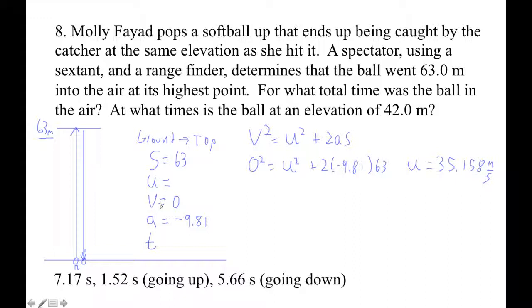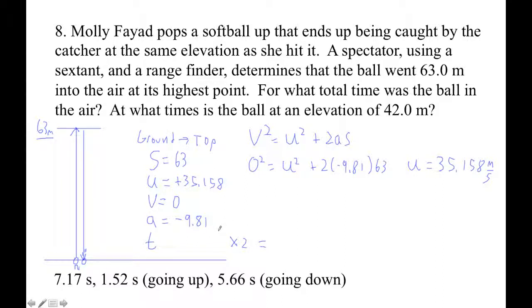But in this suvat, we just went from the ground to the top, so the final velocity of 0 is at the top. So this guy's positive 35.158. Now remember, we want to find the time to the top. Once we find that, we're just going to multiply by 2 because it spends that amount of time going up and that amount of time going down, and that'll give us our answer for the time.